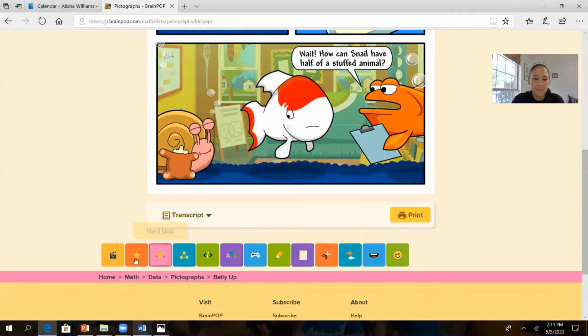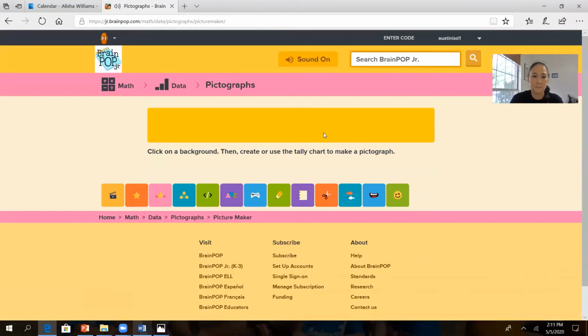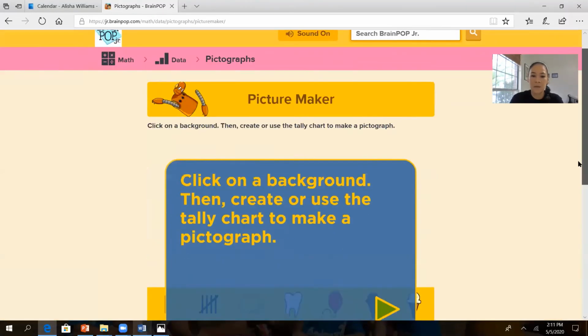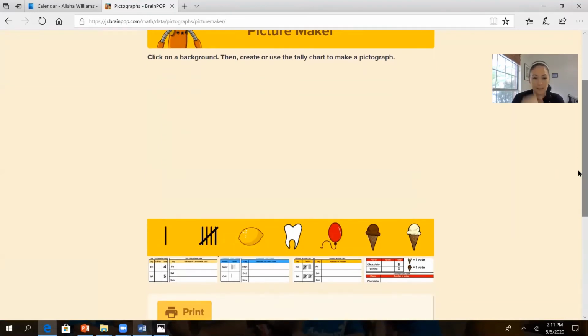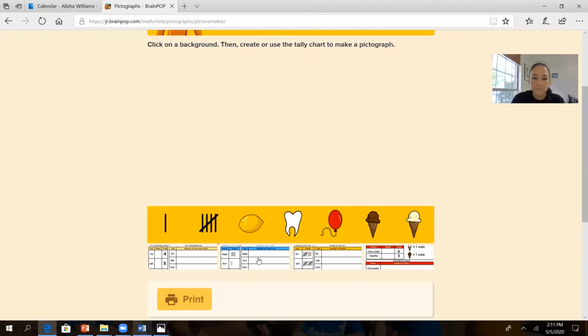Let's play the game together. Now on here, we're going to be able to do a graph together. So let's do one together to see if you got it.